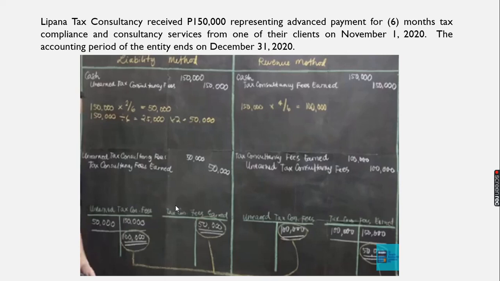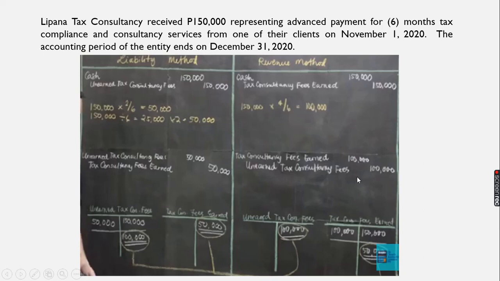So, mako-compute natin 100,000. So, ang entry mo, pag December 31, 2020 na, ayan, tax consultancy fees earned 100,000 and unearned, ayan, unearned tax consultancy fees, 100,000. So, gawin ulit natin ng T-account. Ayan, unearned tax consultancy fees, 100,000. Or unearned service revenue, pwede din yan, 100,000, diba? O, ito.